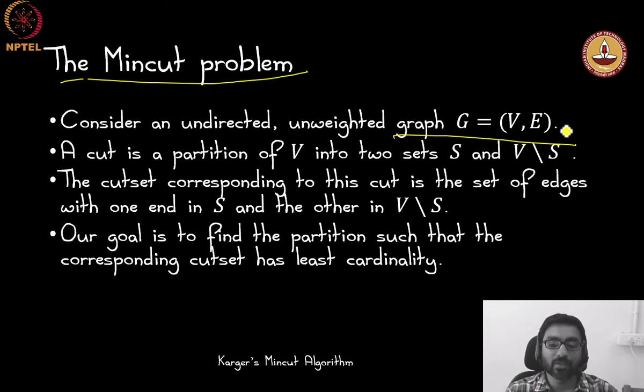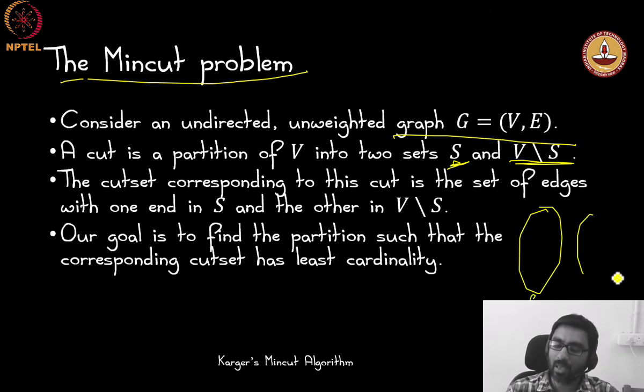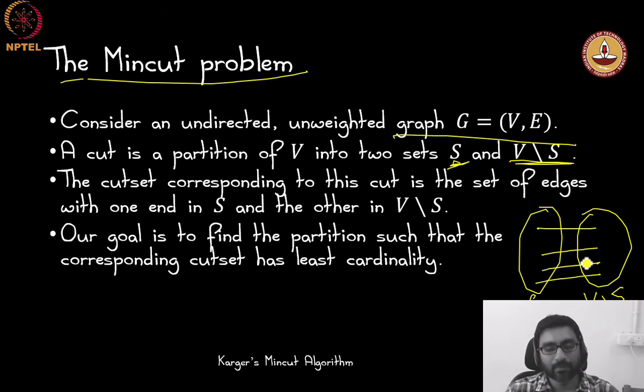A cut is a partition of the vertex set V into two sets, S and the remaining V minus S. The cut set corresponding to a particular cut is the set of edges with one end in S and the other end in V minus S. All these edges that go across the cut are called the cut set. Our goal is to find the partition. We want to find the set S such that the corresponding cut set has the least cardinality. You want to find the smallest cut, and that's called the min cut. So we want to find the min cut.